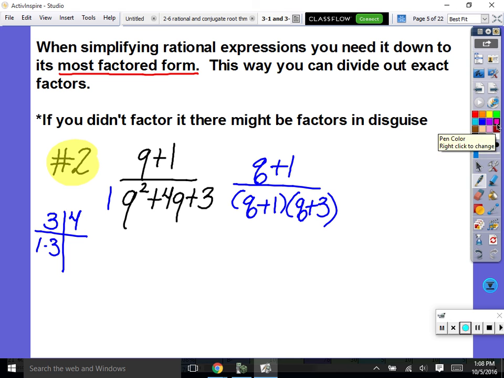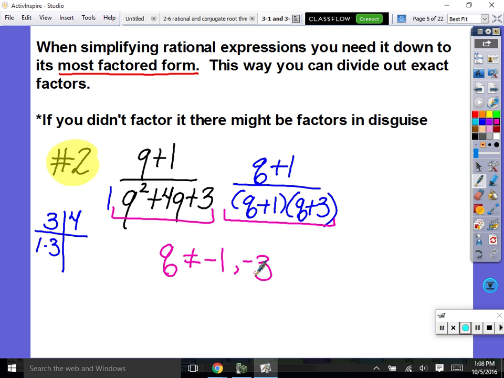So isn't the only problem when the bottom equals 0? So we're looking at when will this bottom equal 0? So q cannot equal 0. If I plug in 0, that's okay, right? 0 plus 1 is 1. Okay, so guys, you set q plus 1 equal to 0. What do we get? q equals -1. Set that equal to 0. q cannot equal -3. Okay, we've restricted our domain.